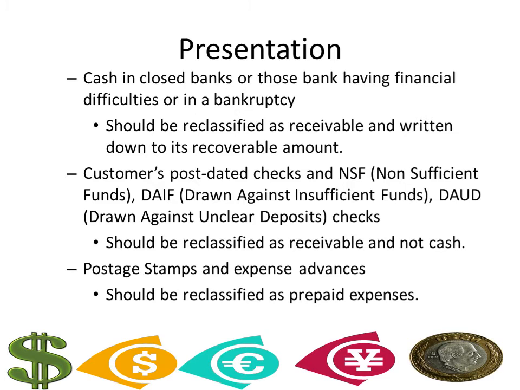Next, we also have customer post-dated checks, or those that are marked not sufficient fund, or drawn against insufficient fund, or drawn against unclear deposit check. This particular check should now be classified back to our receivable and not cash, because with a post-dated check, you cannot use it immediately. You also have postage stamps and expense advances. Postage stamps are not classified as cash because you cannot use them as a payment. Hence, these are classified as our prepaid expenses, and so are the expense advances.